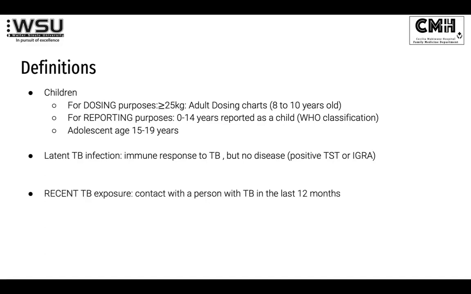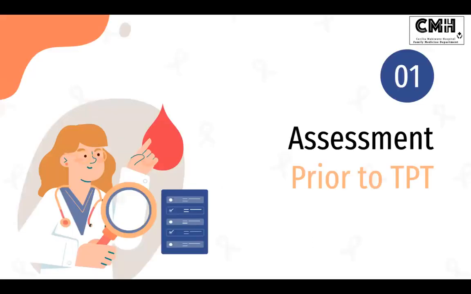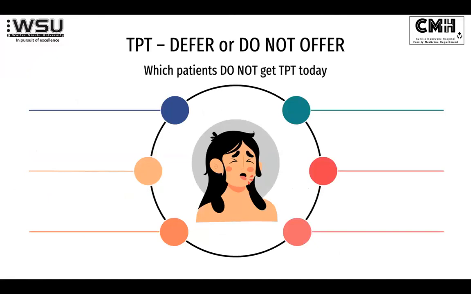They do also have a definition, but I'm not entirely sure in which scenarios it would be useful, which they call recent TB exposure, which is any contact with a person with TB in the last 12 months. So basically assessing this, we can go through it fairly quickly, but there are certain people we're obviously not going to give TPT today.